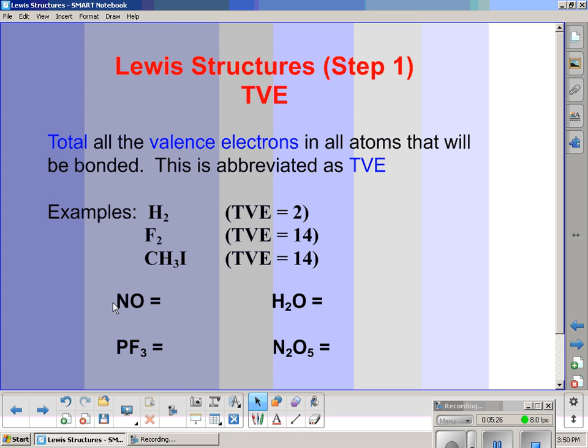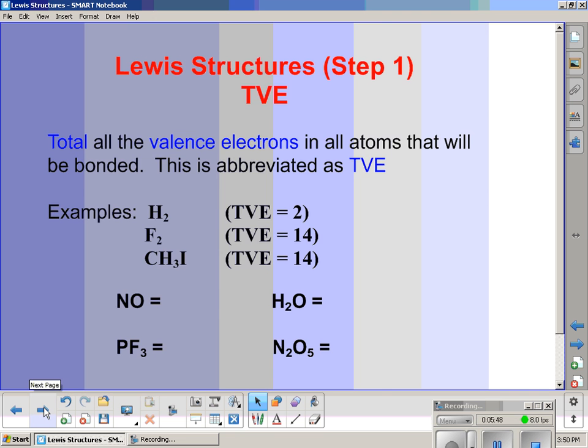Okay, nitrogen and oxygen. Nitrogen's going to have 5 because it's group 15. Oxygen will have 6 because it's group 16. 5 plus 6 is 11. You probably get how this works. Water will have 8. Here we're going to have 10 for nitrogen, 30 for the, that'll be 40. So you kind of get how this works now.